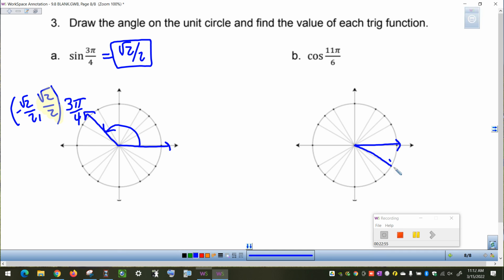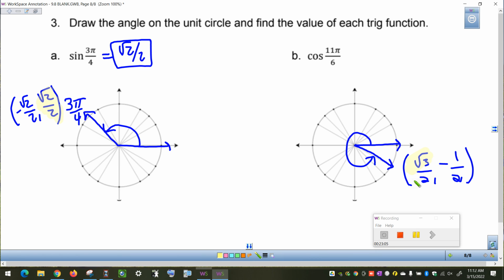Now for the last one here, cosine of 11 pi over 6. Cosine is equal to the x value. So when we're taking a look at our labels on our unit circle, I can see here that the x value is root 3 over 2. And that's what we're doing for a cosine. If it would have asked us to find tan, that's going to be the y value over the x value.